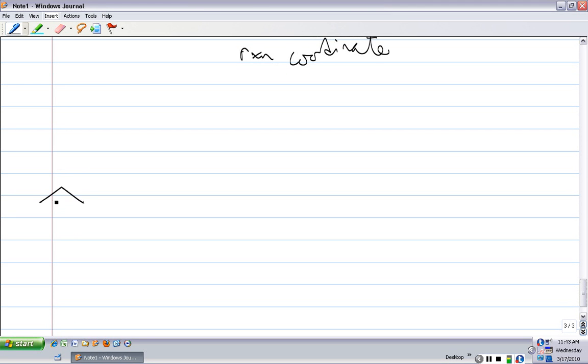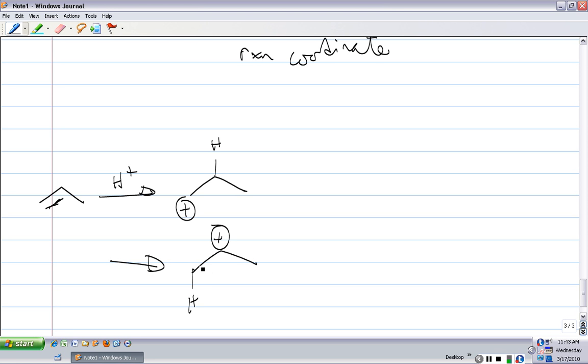We said propene. When I treat propene with HCl, I had the option of making either the primary carbocation, by putting the H on this carbon, with a plus charge here, or making the secondary carbocation, by putting the H on this carbon, so the plus charge goes here. And why do we only make the secondary?